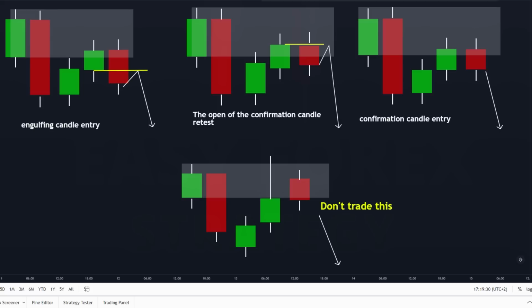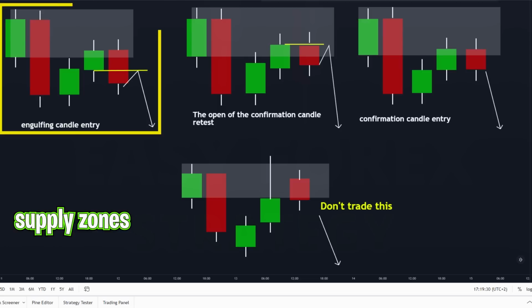Now moving on to the supply zone. The supply zone is just the vice versa of what we did in the demand zone. On all of these examples I drew the zone from the open of the previous candle to the high of the wick. What I mean is that I drew the zone on the bullish candle before the bearish engulfing candle.